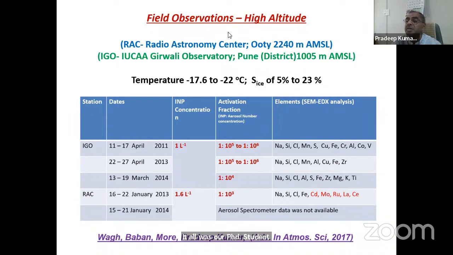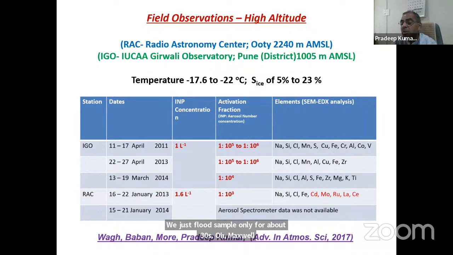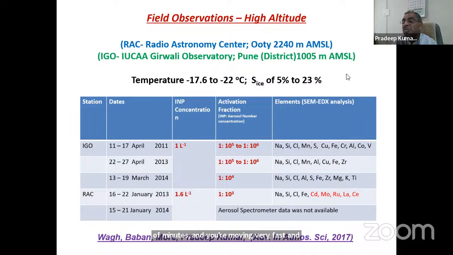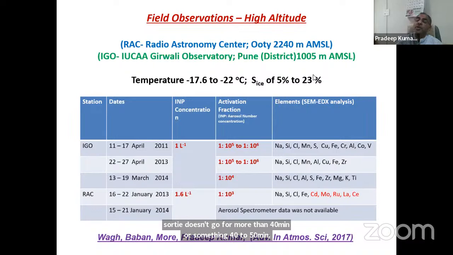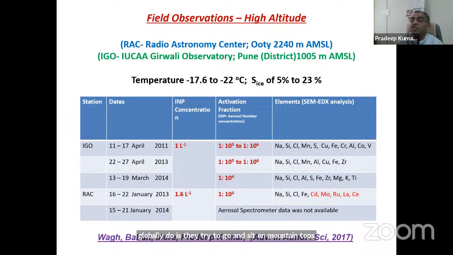Now, when you fly an aircraft, your sampling time is very short. You sample only for about 30 seconds or a maximum of a minute, and you're moving very fast. Generally a sortie doesn't go for more than 40 to 50 minutes, so you're not getting many samples. So what people globally do is they go and sit on mountaintops so that you get continuous measurements going on. We also did the same thing here. We went on campaign mode for a week at a stretch, sitting on the tops of small hills.